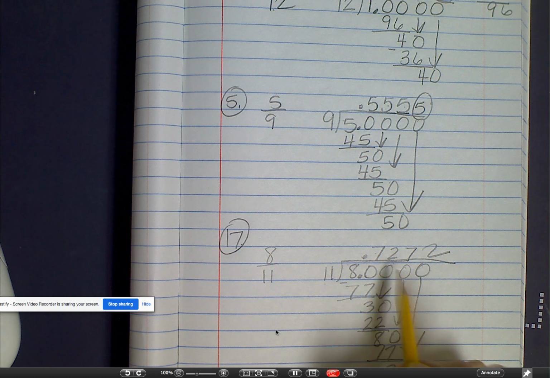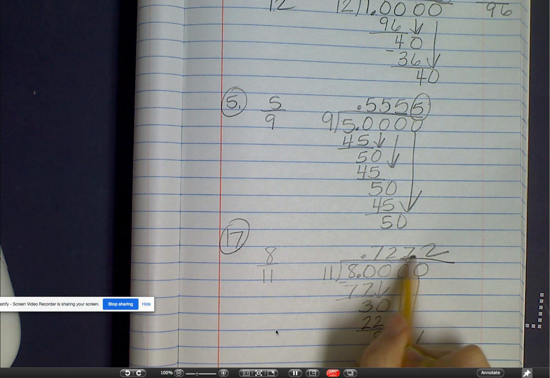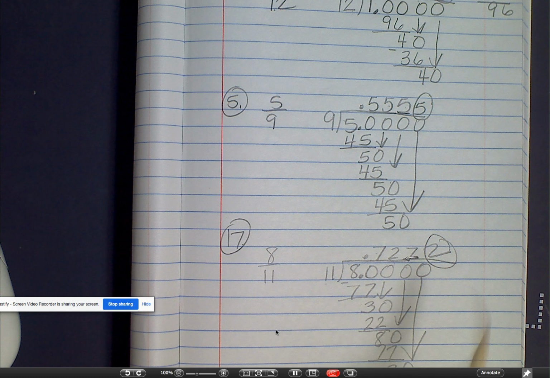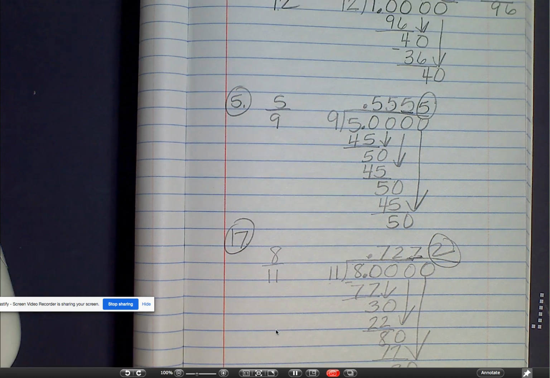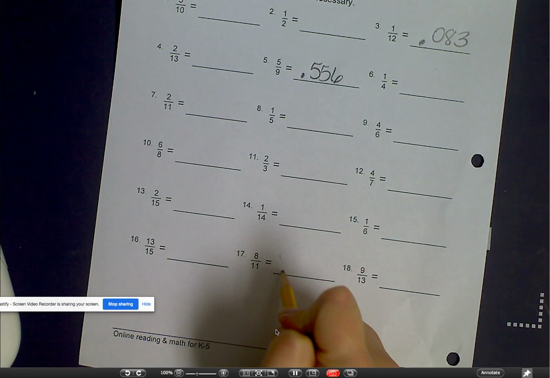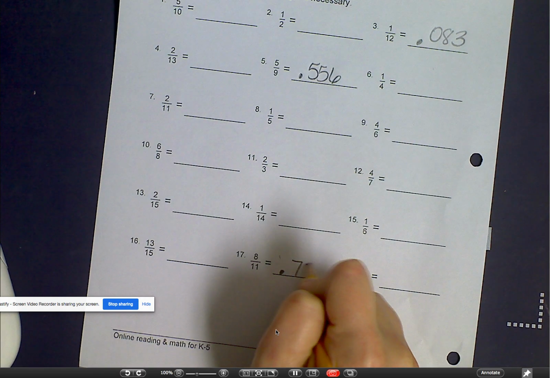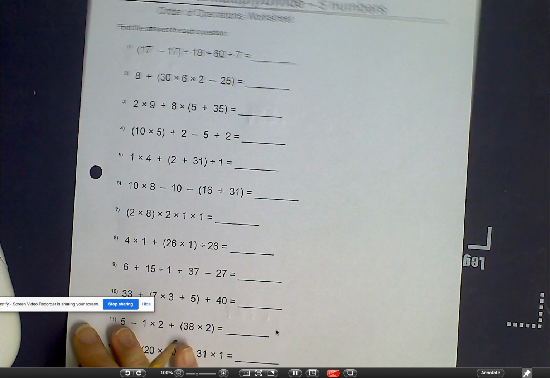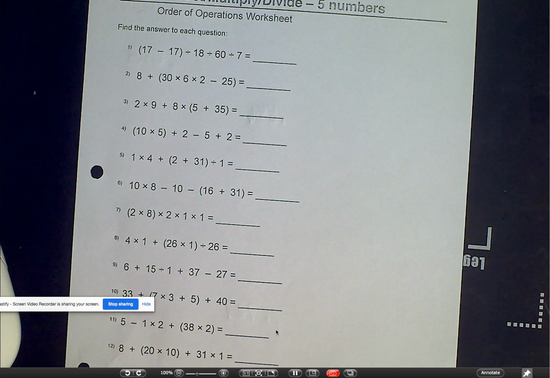Okay, so this one right here, we're going to underline the 7 and circle the 2. That 2 is not big enough to cause that 7 to go up to an 8. So that 7 is going to stay the same. So final answer for number 17 is decimal 0.727 or 727 thousandths.